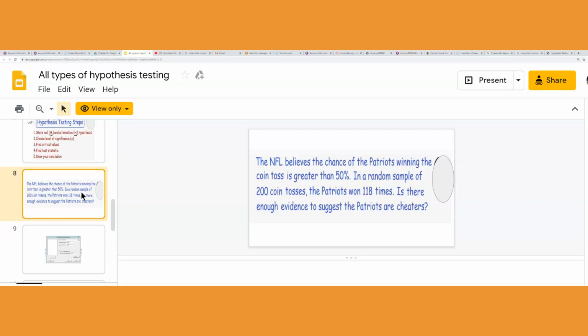The NFL believes the chance of the Patriots winning the coin toss is greater than 50%. So there is a belief that there is a proportion of 50% for the population, but the statement here indicates that there is an alternative hypothesis that the proportion is greater than 50%. In a random sample of 200 coin tosses, the Patriots won 118. Is there enough evidence to suggest the Patriots are cheaters, that they are using a coin somehow and deceiving how they throw it up in the air, getting a real advantage of it?